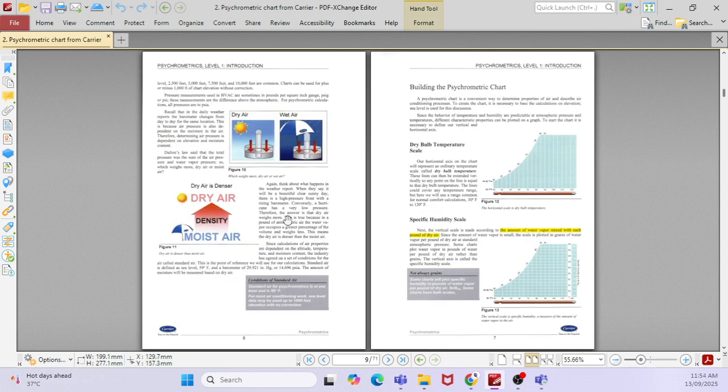And go further here. What is dry air? Dry air is denser, right? Yes. So moist air is less dense. So that also you can understand.